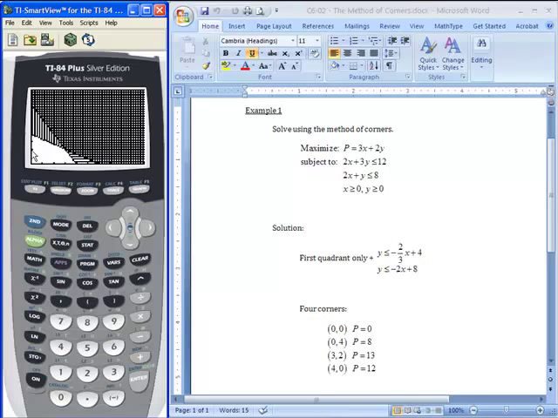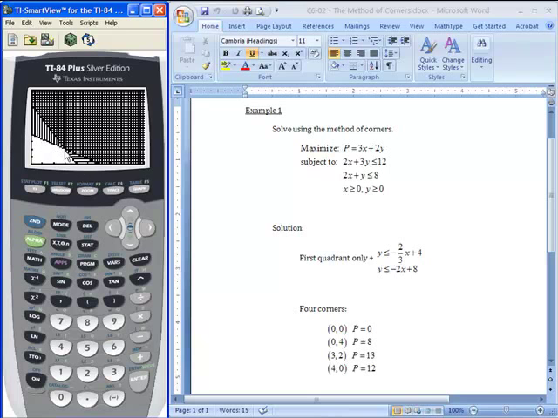If I work my way clockwise around this region, the next corner is going to be the y-intercept, the smaller of the two y-intercepts. If we inspect the two inequalities, we see that the first one has a y-intercept at 0, 4, and the second one has a y-intercept at 0, 8. So the smaller of those two is 0, 4, or the lower one. And that's what I've written down for my second corner. Plugging 0 in for x and 4 in for y into our objective function, we find that it takes on the value of 8 at that corner.